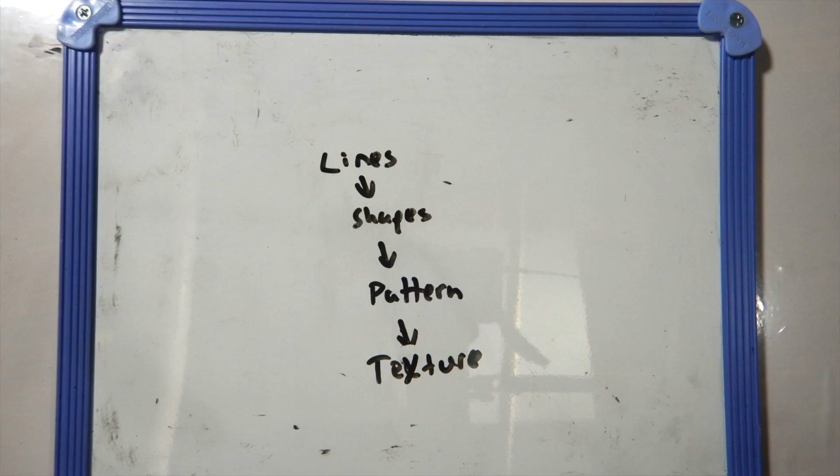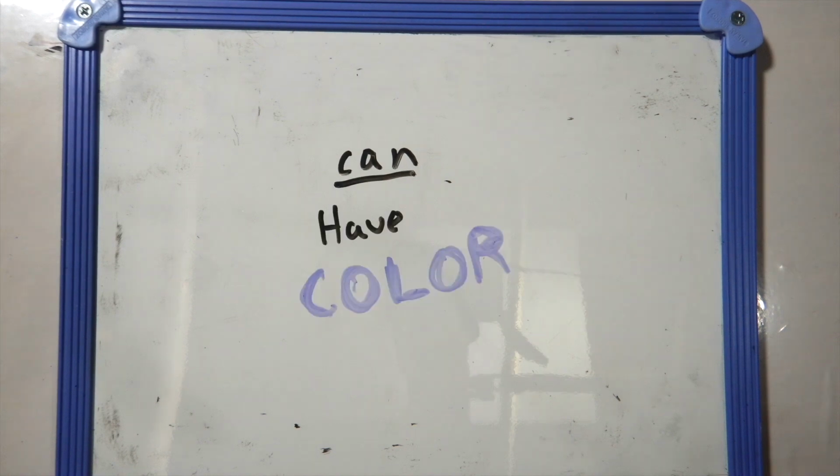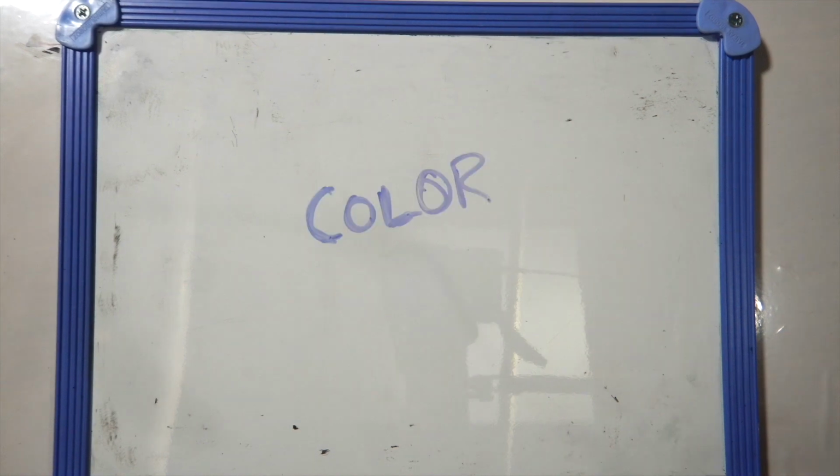Lines become shapes, shapes become pattern, patterns become textures, and textures, they can have color. Now there's a lot to cover with color. In fact, there's a whole video on it. So I'm going to put that video on, but I'm going to put it on fast forward. You just pay really close attention so you get all that information.